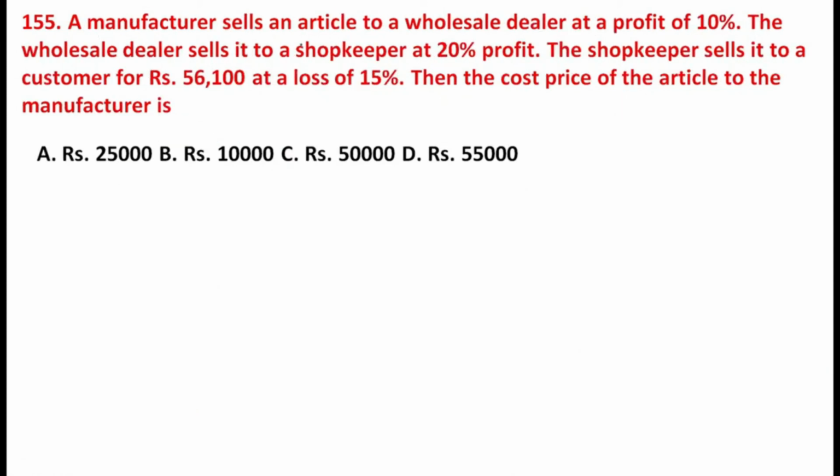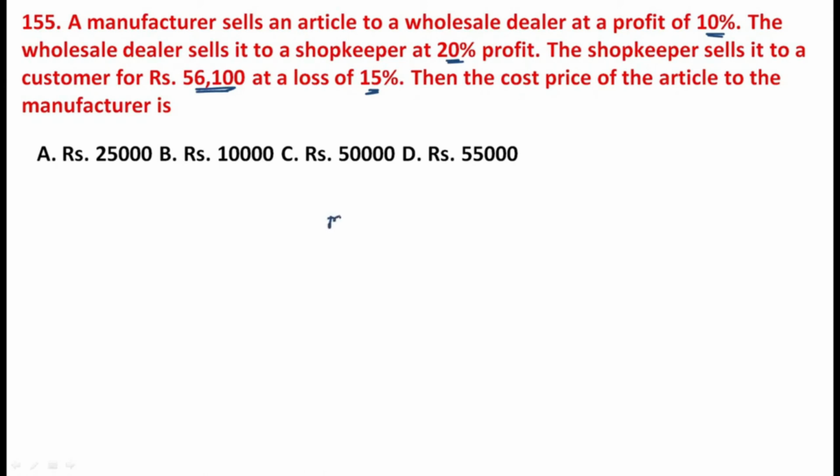A manufacturer sells an article to a wholesale dealer at a profit of 10%. The wholesale dealer sells to a shopkeeper at 20% profit. The shopkeeper sells to a customer for 56,100 rupees at a loss of 15%. It's a multiple transaction. Now you need to identify the cost price of the article for the manufacturer.